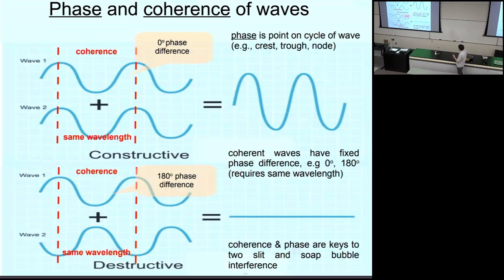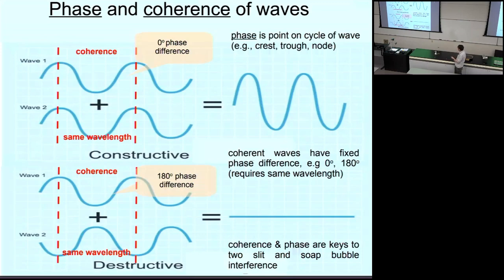In the case of the constructive interference, these two waves are in phase with one another. There's 0 degree phase difference between them. So crest and crest occur at the same time. Trough and trough occur at the same time. So here the phase difference between the two waves is 0 degrees, and that's what characterizes constructive interference.